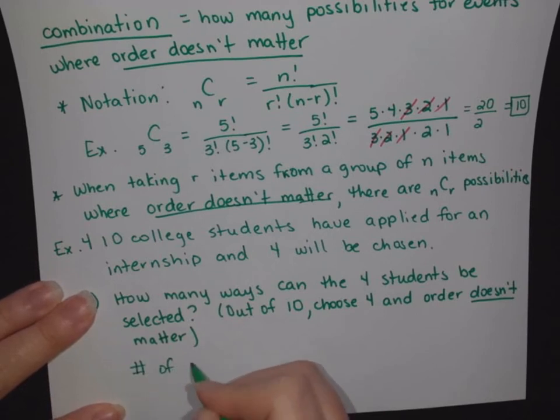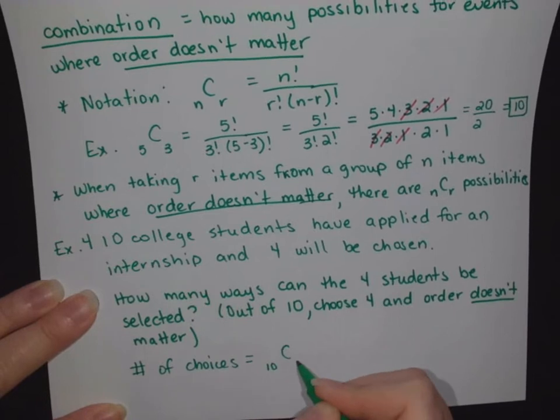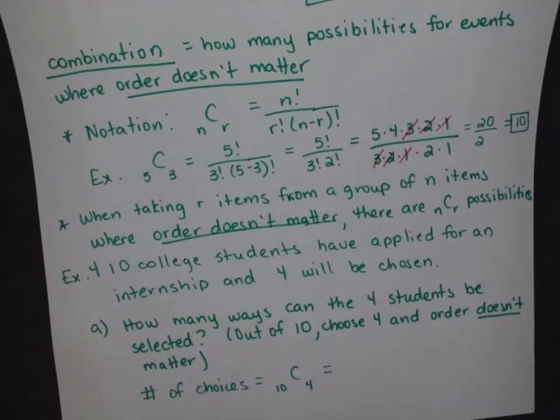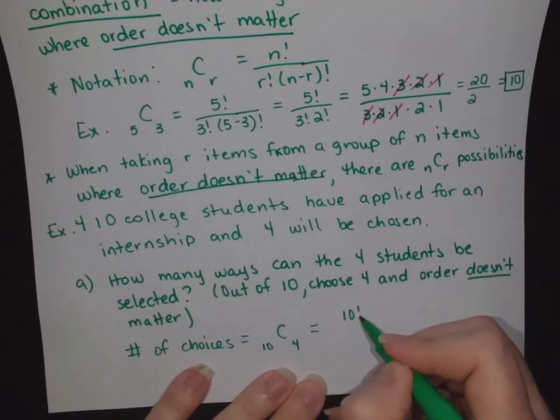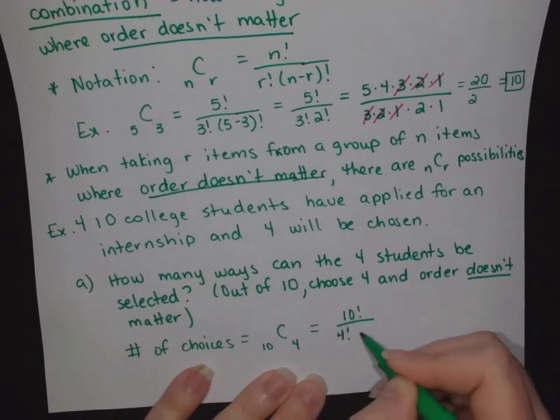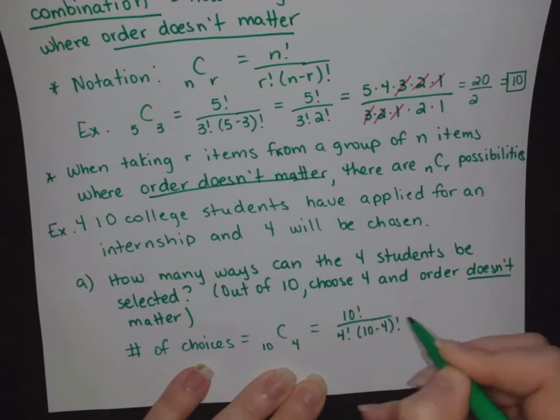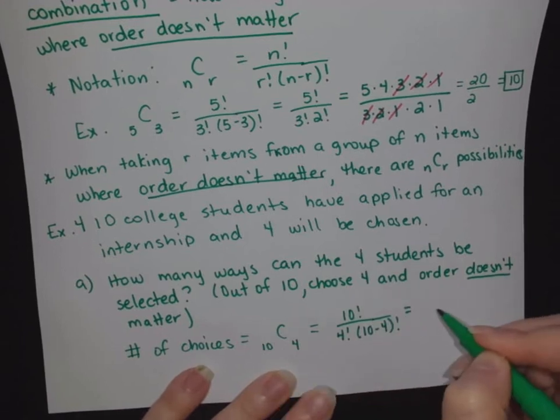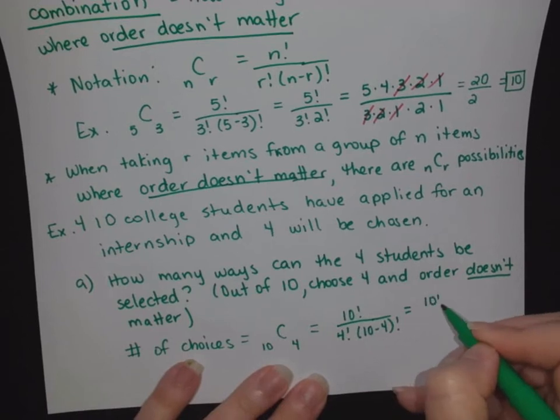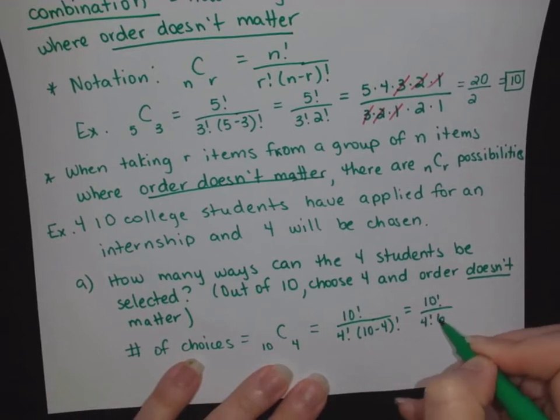So if you want the number of choices, it will be 10 choose 4, 10 combination 4. That's going to look like 10 factorial over the other number factorial, and then the difference between them factorial. Remember what I said, the bottom two factorials should add up to be the top one. So this will be 10 factorial over 4 factorial and 6 factorial.